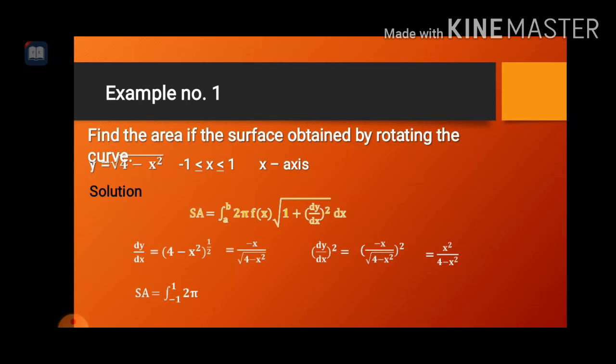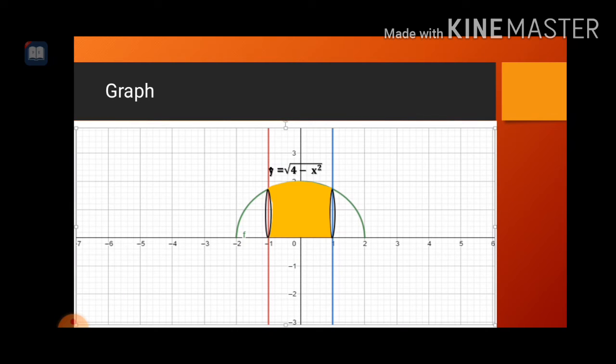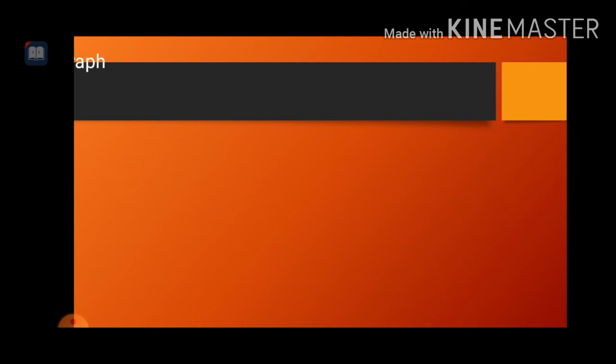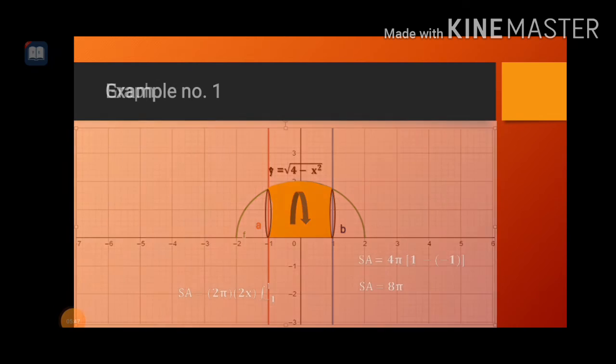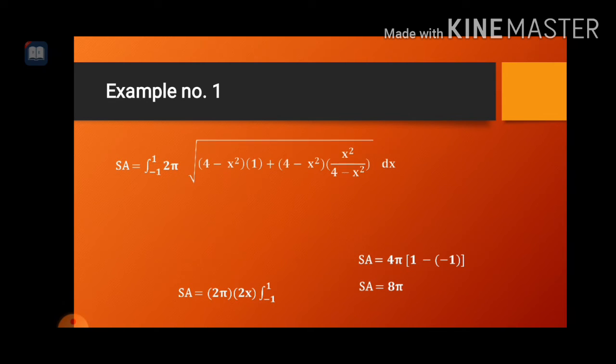So SA, or surface area, is equal to the integral from negative 1 to 1 of 2 pi times the square root of 4 minus x squared, times the square root of 1 plus x squared over 4 minus x squared, dx. And this is the graph of y is equal to the square root of 4 minus x squared, and this is a and b. That is the rotation of example number 1. So this is the formula or the solution of example number 1.